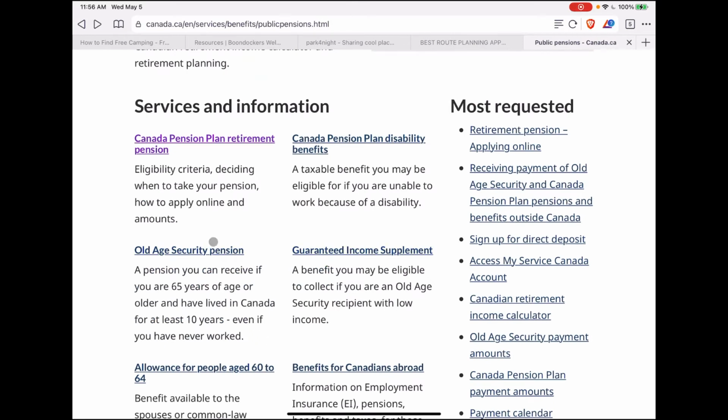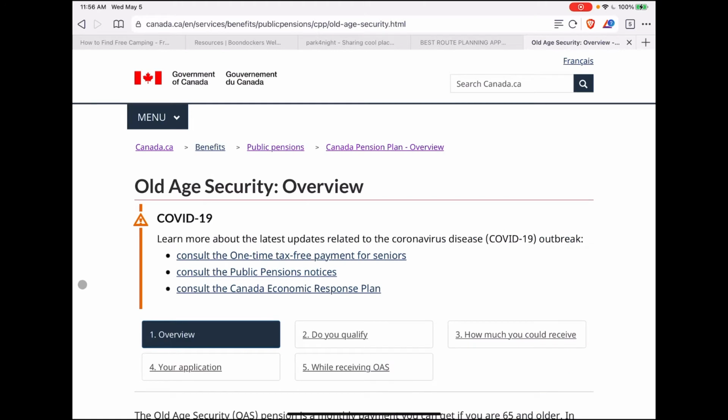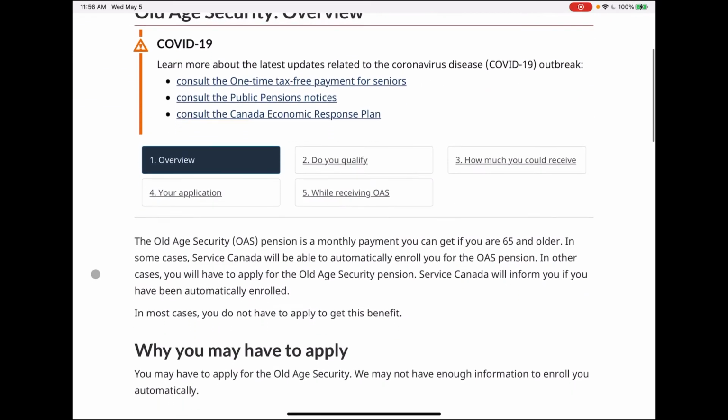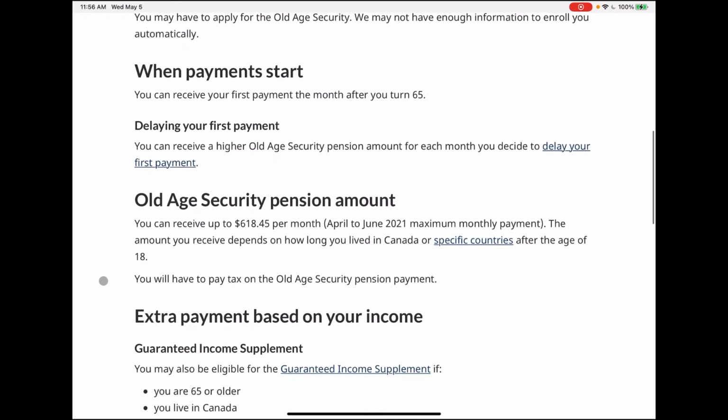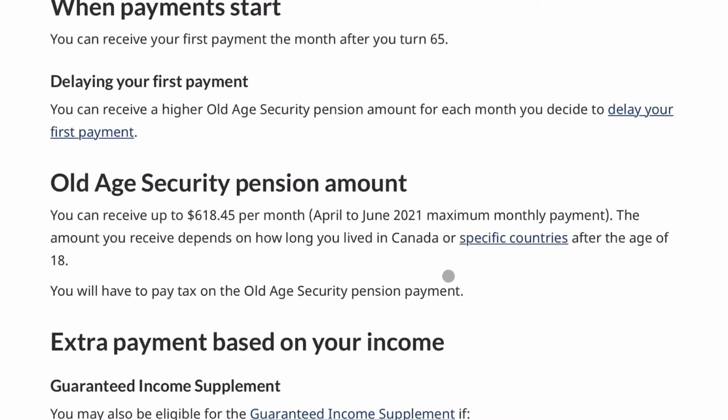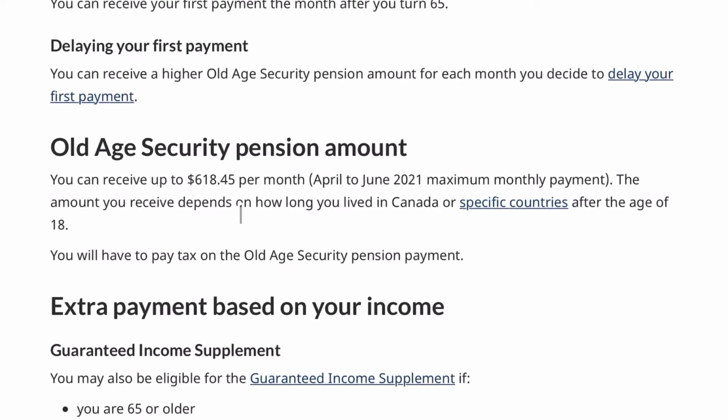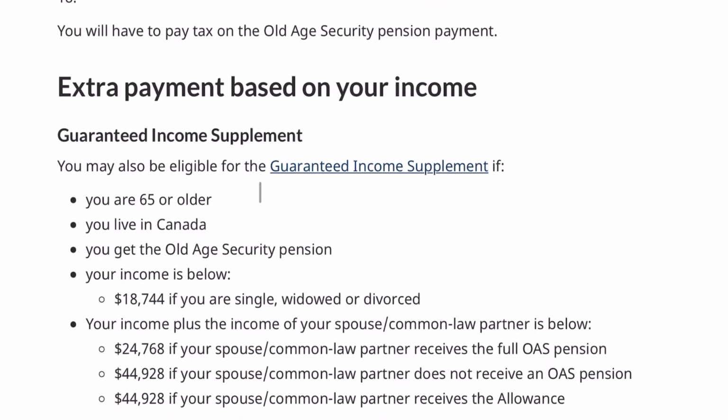And then we have the Old Age Security Pension, OAS. And in here, you can see a lot of information on different amounts. So right now, as of April 2021, you can receive $618.45 per month. And if you've lived in Canada for 40 years or more, basically everyone gets that same amount of money as long as their income, their total income, is below $75,000 per year. And it gives you all kinds of information here.